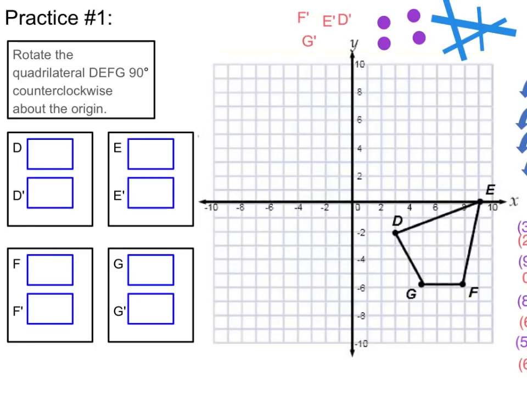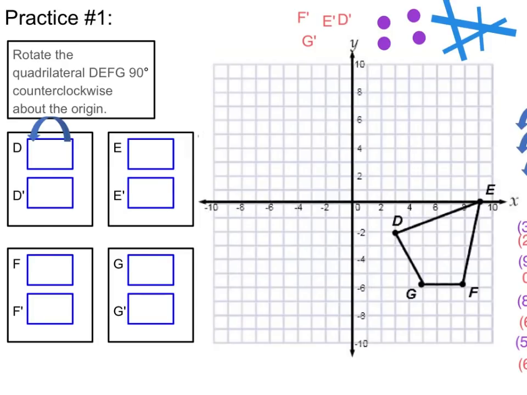Let's take a look at practice number 1. Practice number 1 says rotate the quadrilateral DEFG 90 degrees counterclockwise about the origin. So now this one we're going to be going counterclockwise, but as a practice I want you to try it on your own. But the arrow trick will work just like we talked about on the last one, except this time we're going counterclockwise. So remember, anytime you have points you want to draw an arrow going counterclockwise, and that will tell you which one you need to change.